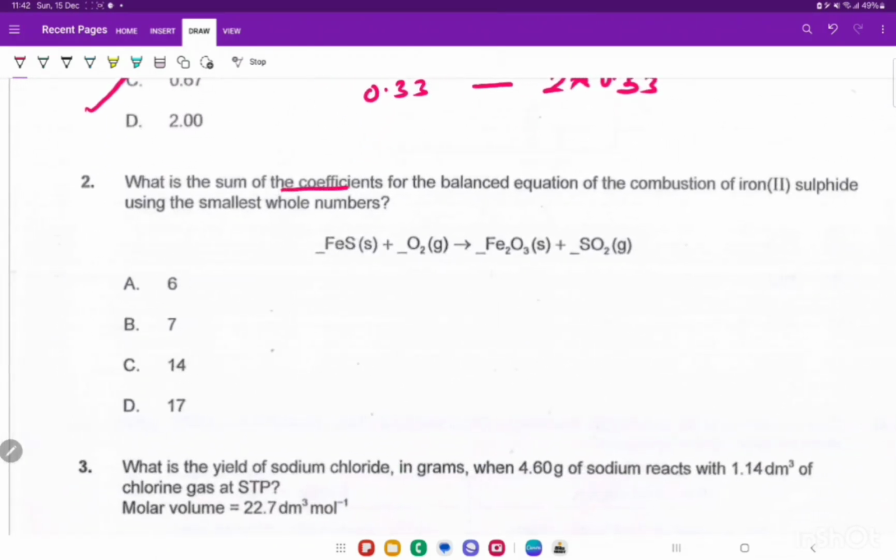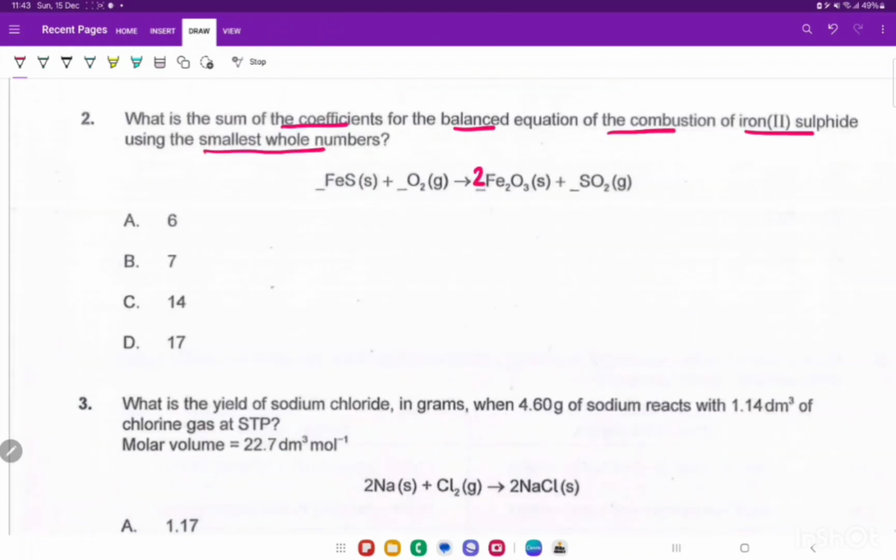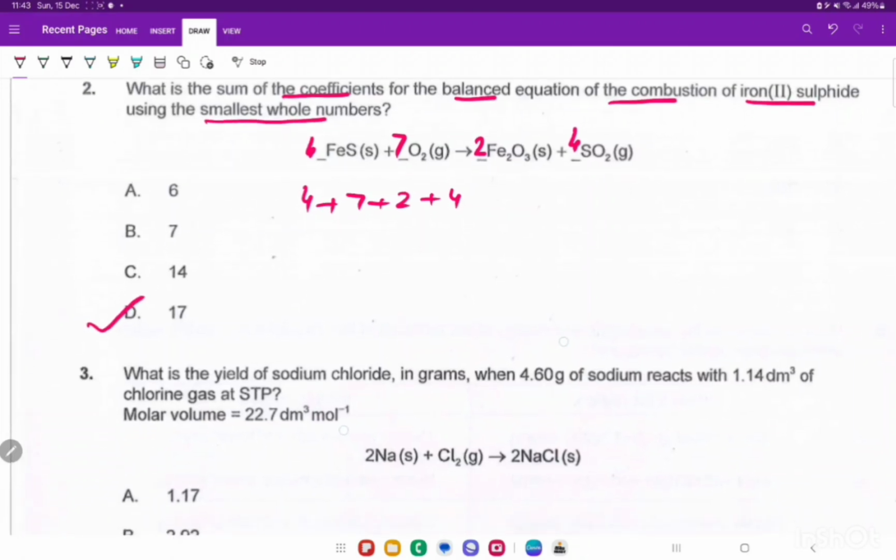Now, what is the sum of the coefficients of the balanced equation of the combustion of iron(II) sulfide using the smallest whole numbers? So we have to find the sum of the whole numbers. We have FeS, O2, Fe2O3 and SO2. If I put 2 here, it will be 4 Fe, and then the iron is balanced. Sulfur is 4, so I have to put a 4 here. Then oxygen is 8 and 6, that is 14, so I'll put 7. So the sum is 4 plus 7 plus 2 plus 4, which is 17. The answer is 17, D. The second answer is D.